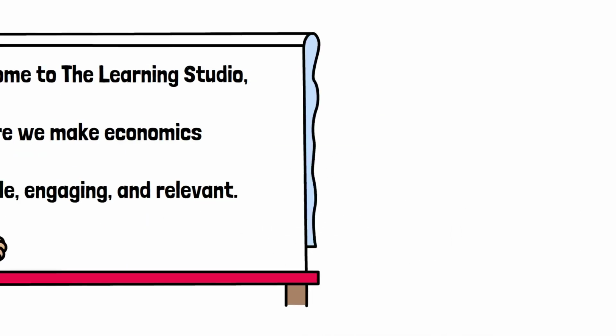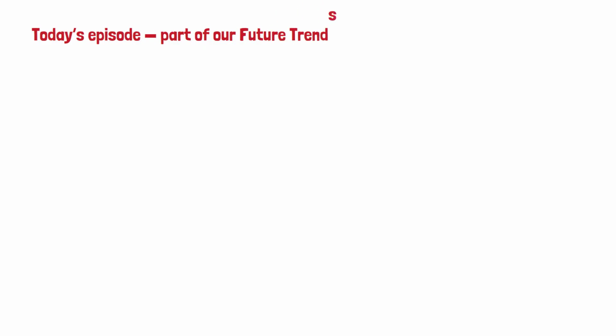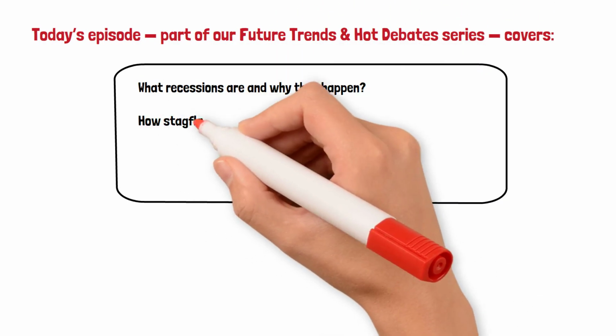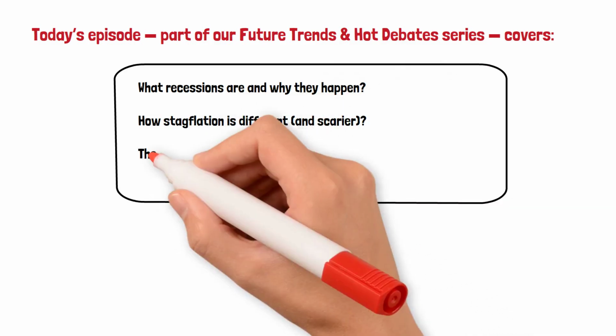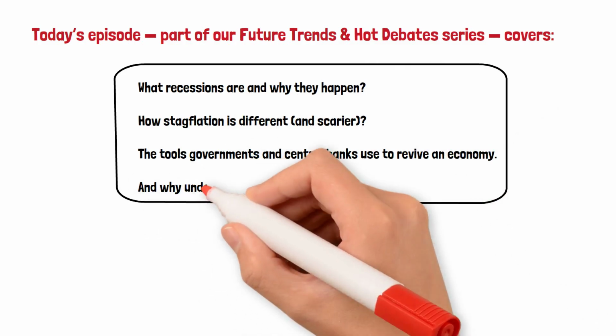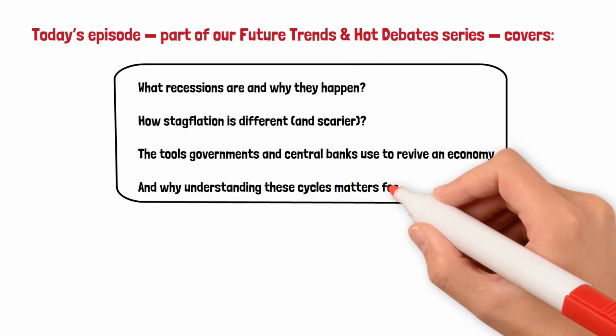Today's episode, part of our Future Trends and Hot Debates series, covers what recessions are and why they happen, how stagflation is different and scarier, the tools governments and central banks use to revive an economy, and why understanding these cycles matters for your future.